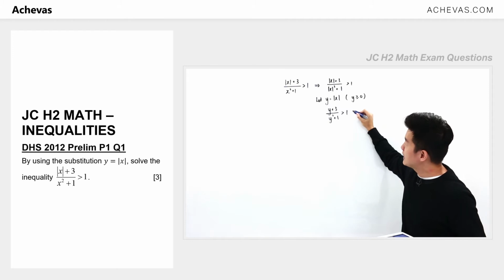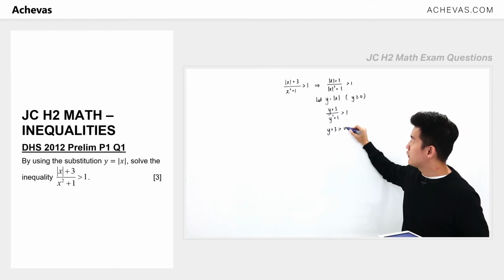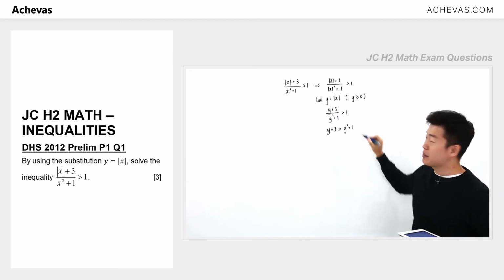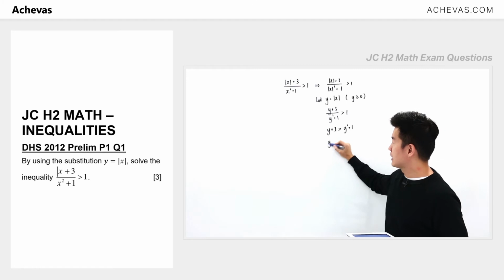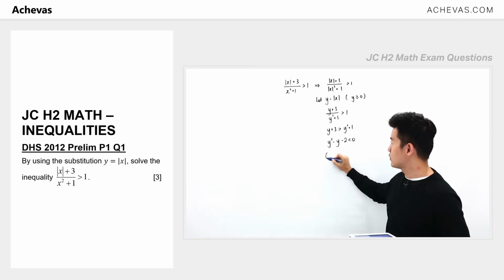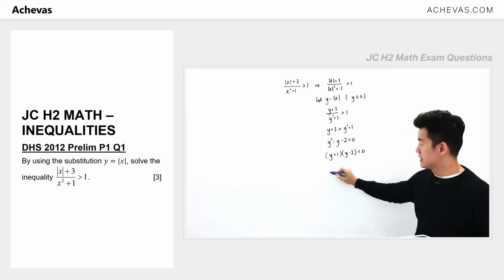But if you were to recognize this, I can actually cross multiply, and that is okay for this inequality since y squared plus 1 is always positive. So bring everything over to the right hand side. I have y squared minus y minus 2 is less than 0. Factorizing this, y plus 1 and y minus 2 is less than 0.